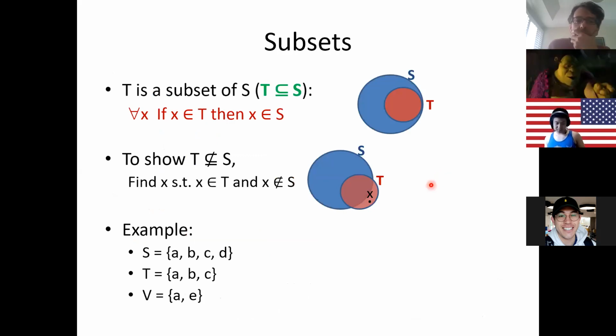Subsets. So you have two sets, and you define a relation on sets. Excuse me, the relation is a subset, not a relation. So two sets are in this relation, that T is a subset of S, if the following statement is true: for every x, no matter what this x is, if that x is an element of set T, then it must follow that it's also an element of set S.